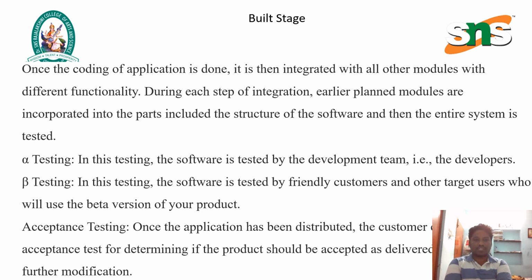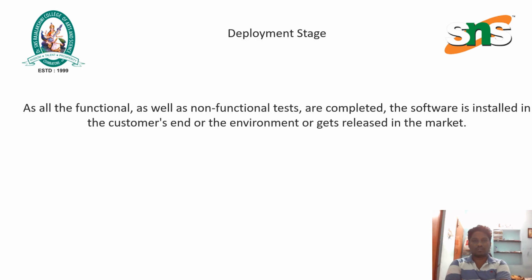In alpha testing, the software is tested by the developing team, for example the developers. In beta testing, the software is tested by friendly customers and other target users who will use the beta version of the product. Then acceptance testing: once the application has been distributed, the customers test it to determine whether the product is accepted or delivered back for further modifications.